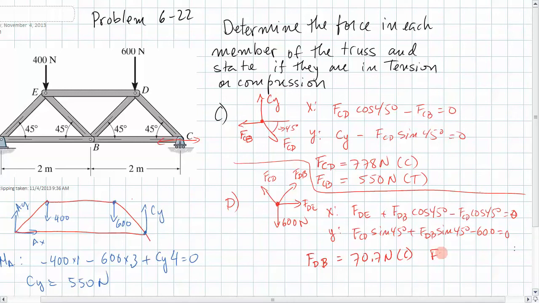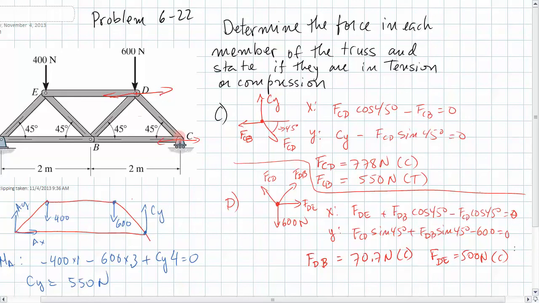And FDE will be equal to 500 newtons, and that also will be in compression. These two are in compression. Why? Well, FDE is the force on the pin. I drew it pointing out, right? This is the force on the pin. So therefore, the force on the member is the reaction to that. It's a force compressing the member the other way. So that's why this is in compression. And also, I didn't get a minus here, so it was in compression, and same reasoning for this.